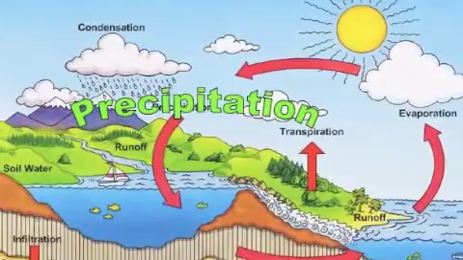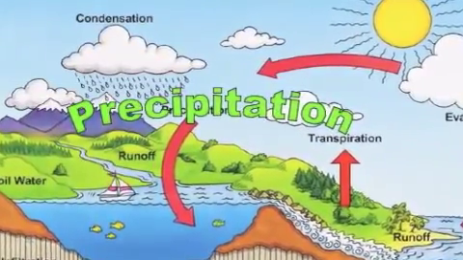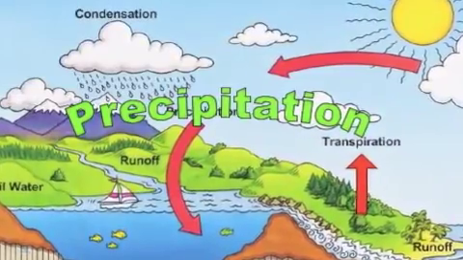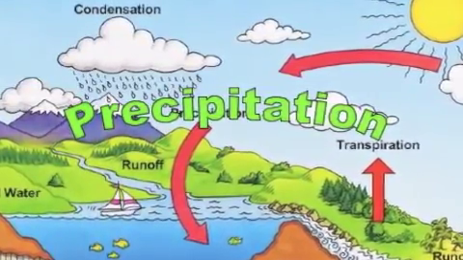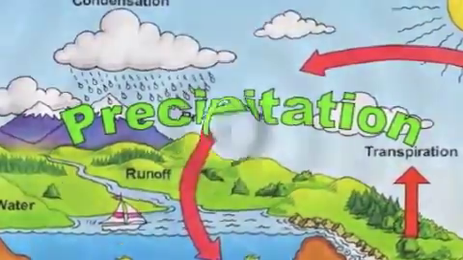As we see in this diagram, condensation has formed the clouds. However, the clouds cannot stay there forever. Eventually, they will get heavy enough to create precipitation. Rain is just one form of precipitation. We also see precipitation as snow, sleet, and hail.